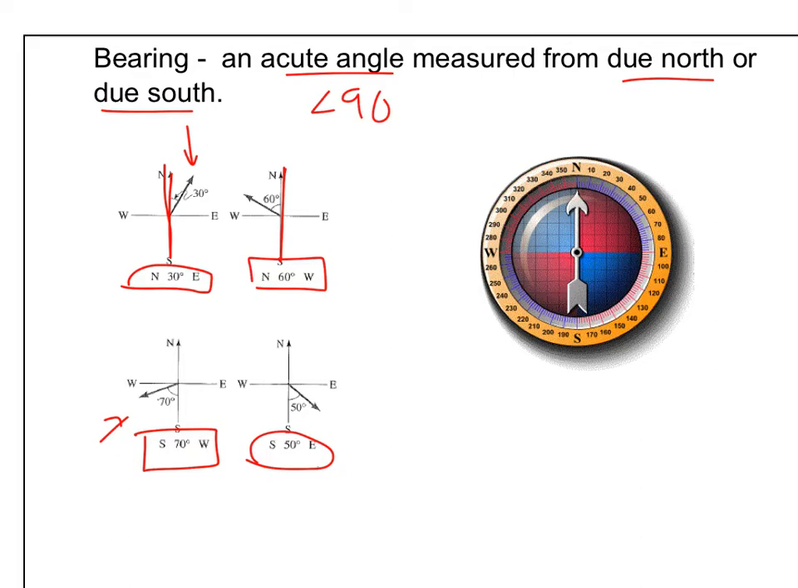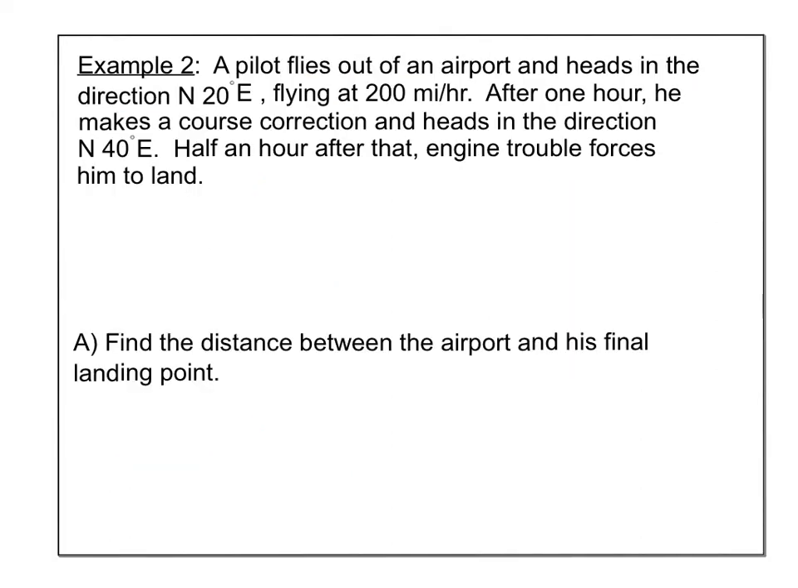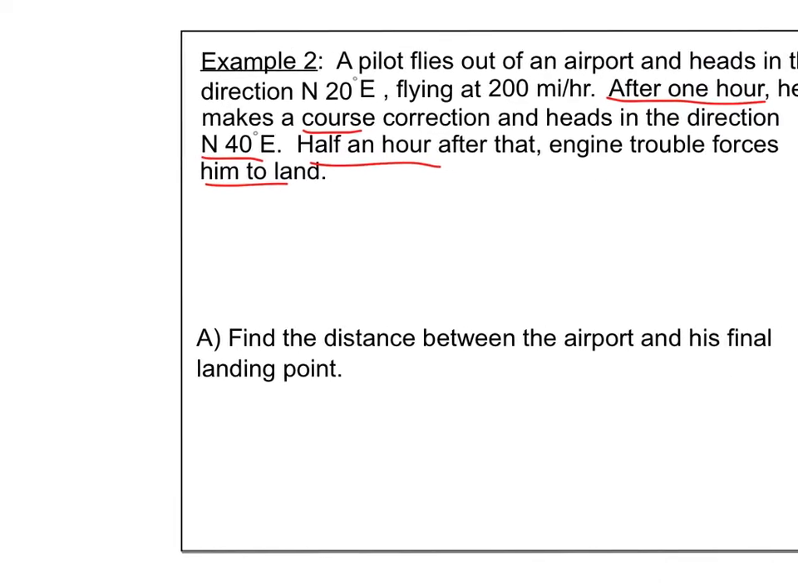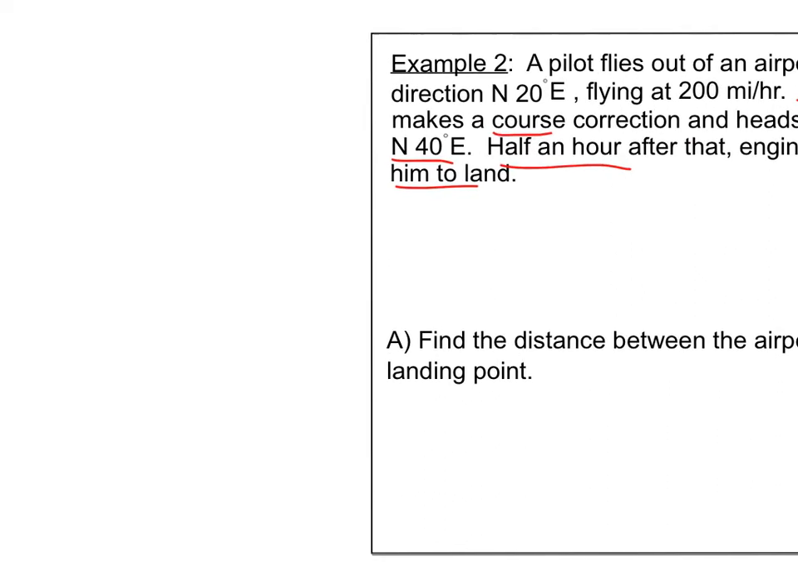And a lot of this is going to be in the setup. So let's start with this. A pilot flies out of an airport and heads in the direction north 20 degrees east, flying at 200 miles an hour. After 1 hour, he makes a course correction and heads in the direction of north 40 degrees east. Half an hour after that, he has to land. So let's set up what that might look like.